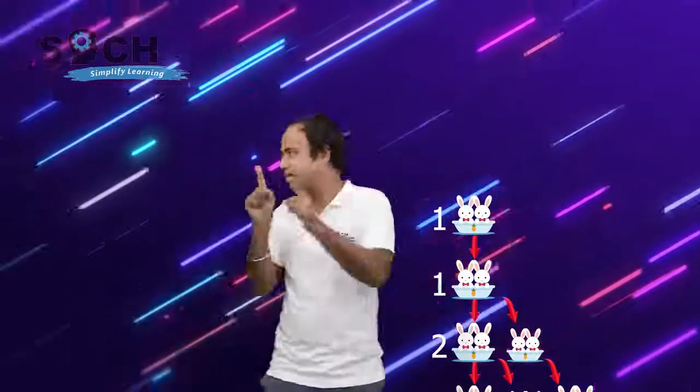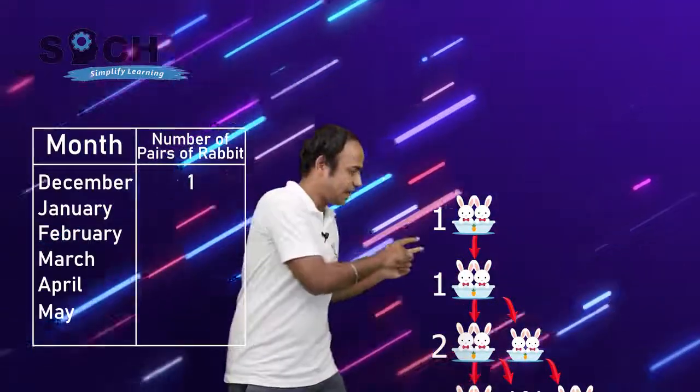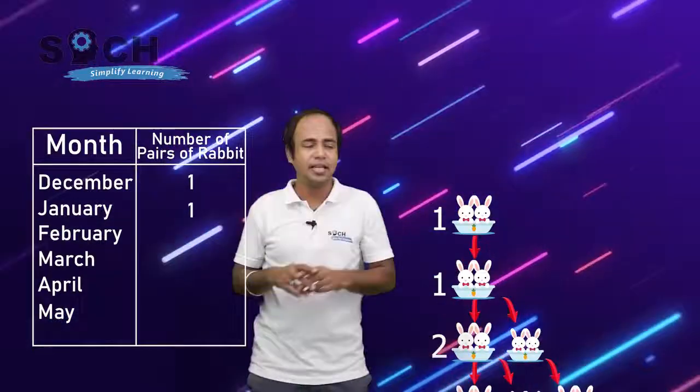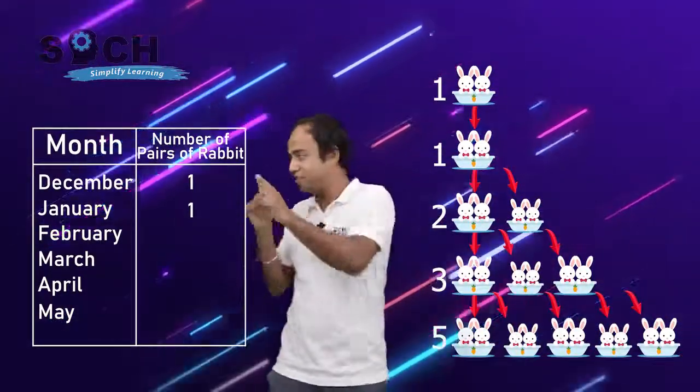Now my simple question: what is the number of pairs at the end of the 6th month? Who will tell? How many so far? Let's see. In the first month it was 1 pair. In the second month it was again 1 pair. In the third month this is 2.